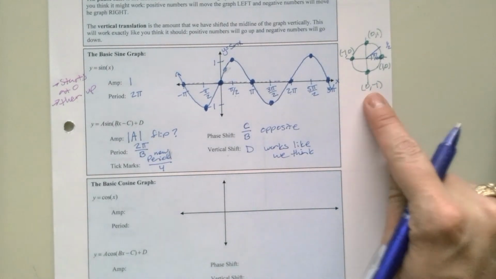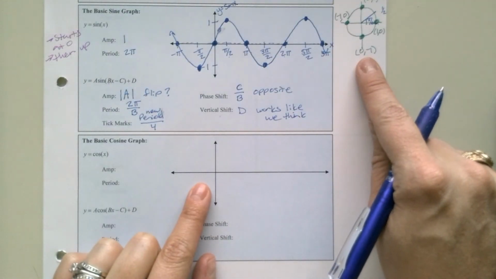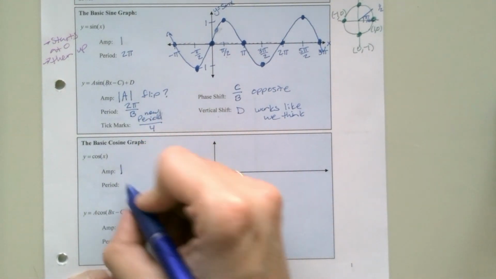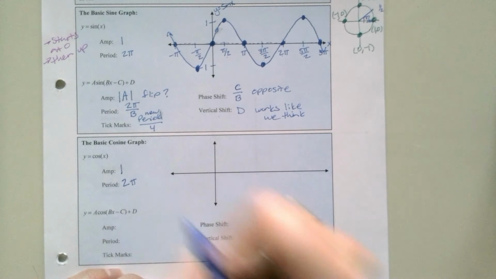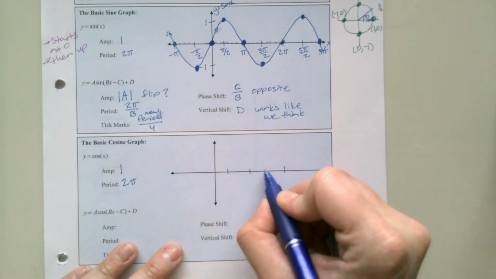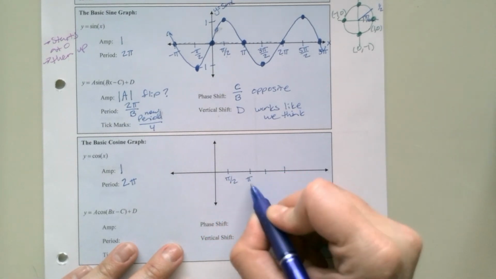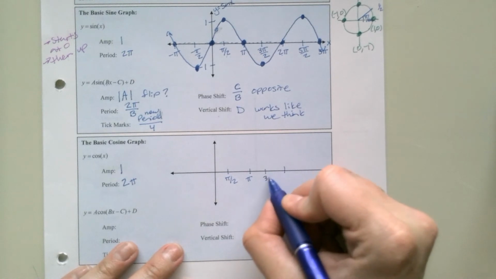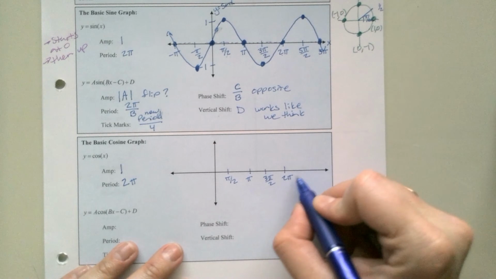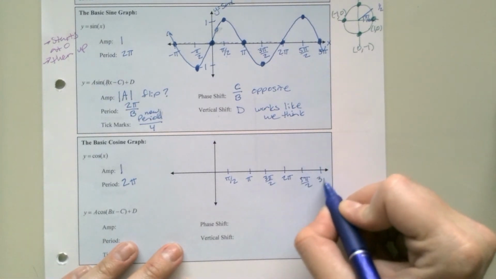So let's use this unit circle up here, and let's talk about the basic graph for cosine. The amplitude for cosine is normally 1, and it still normally has a period of 2 pi. I'm going to take that period and divide it into quarters. So I'm counting by pi over 2's: 1 pi over 2, 2 pi over 2, which reduces to pi, 3 pi over 2, 4 pi over 2, which reduces to 2 pi, 5 pi over 2, 6 pi over 2, which reduces to 3 pi.